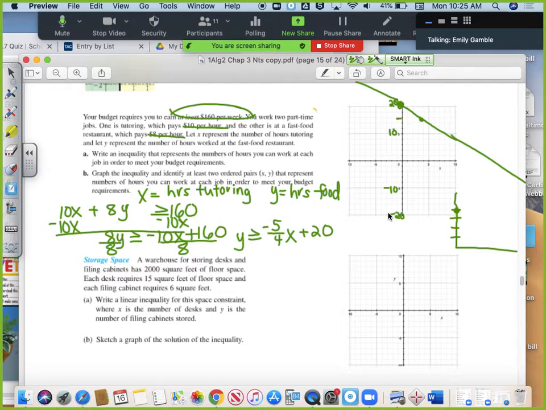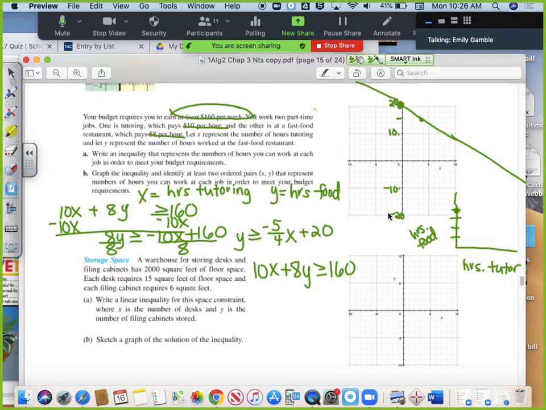And I like to also label these with the actual labels. So y is the hours at the food restaurant. X is the hours tutoring. And then when I have real world situations like this, it's honestly super helpful to find not just the y-intercept, but the x-intercept. So if you think back to what we did in the last section, and we look back at this original inequality, 10x plus 8y is greater than or equal to 160.